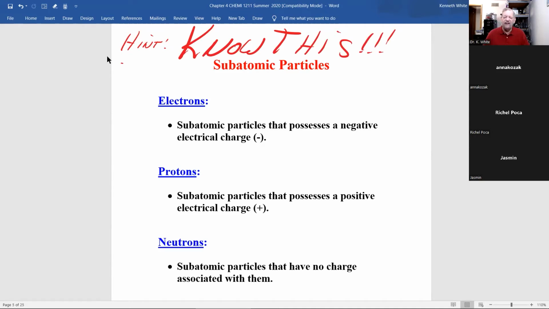The first one are electrons. And you should know electrons possess or have a negative charge, which we show by a minus sign. Next is the protons. And the protons are subatomic particles that possess a positive charge. Protons have a positive charge. And finally, they're the neutrons. And neutrons are subatomic particles that have no charge.